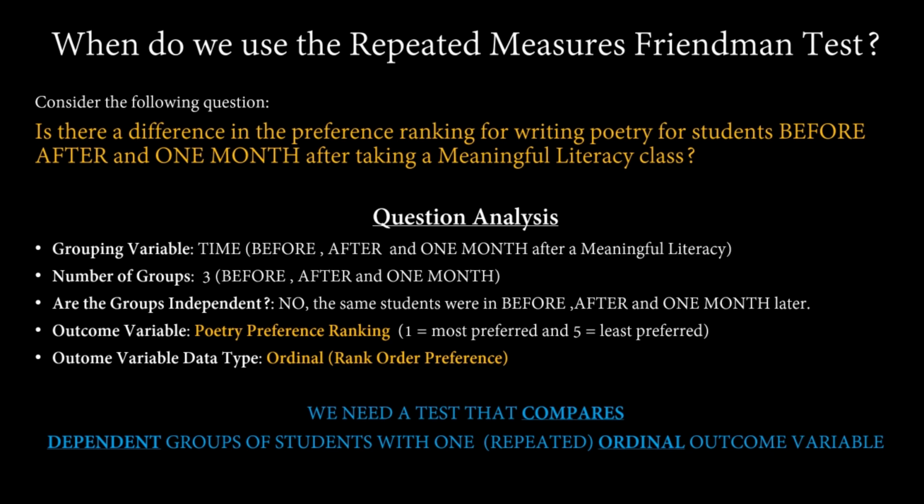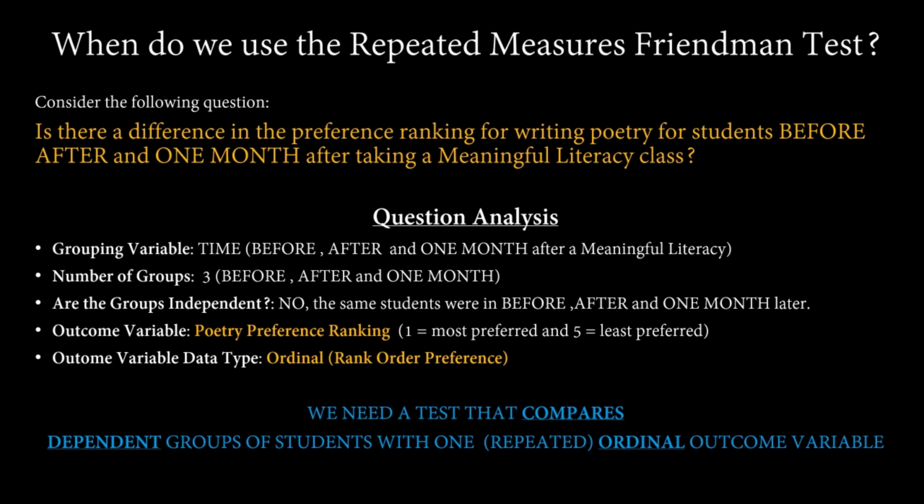Let's analyze this question. Do we have a grouping variable? Yes, we do. It's time. We have a before, after, and 1 month after a meaningful literacy class. How many groups do we have? We have 3, before, after, and 1 month. We have 3 measurements, in other words. Are the groups independent? No, they're not, because we have the same students, the same people, the same participants in all 3 of these time measurements, the before, after, and 1 month later.